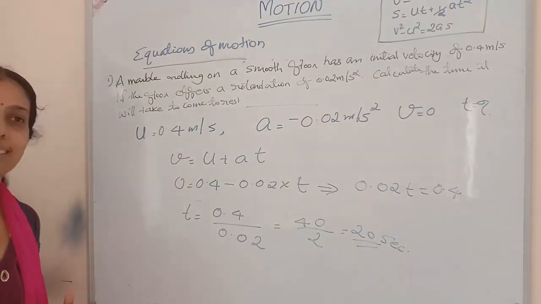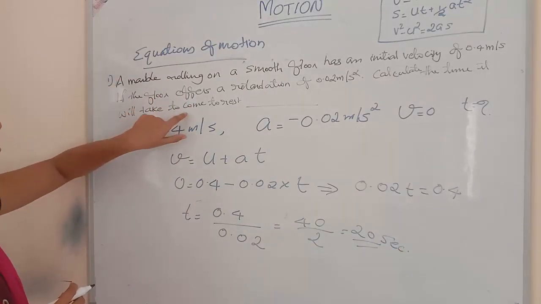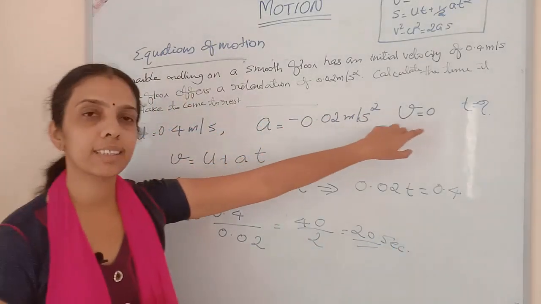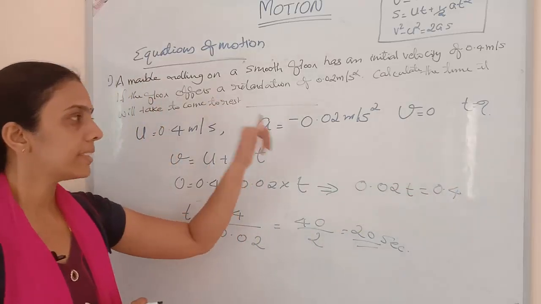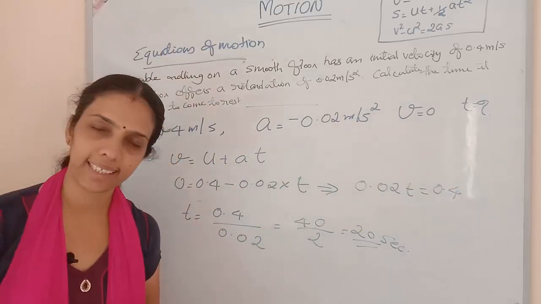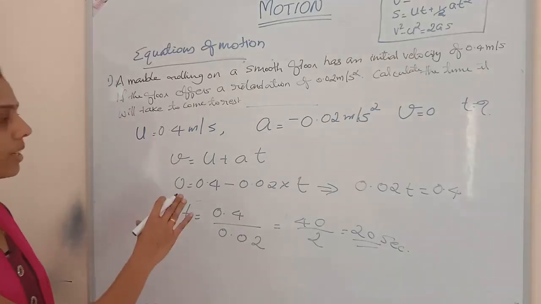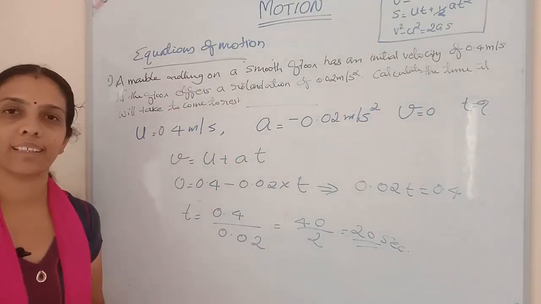Okay, easy, right? Just understand this: come to rest, then you should understand that the final velocity is equal to 0. And if it is retardation, acceleration will be negative. These things you should understand and just apply in the formula.